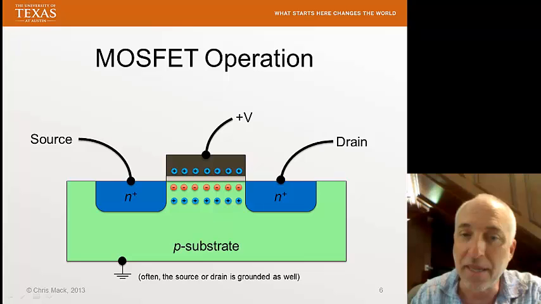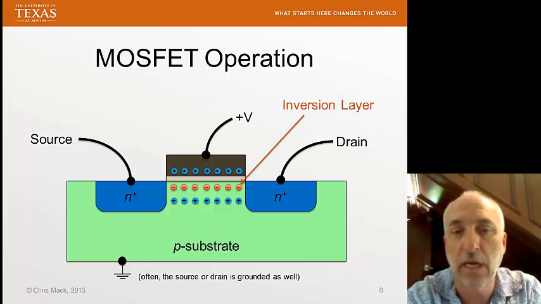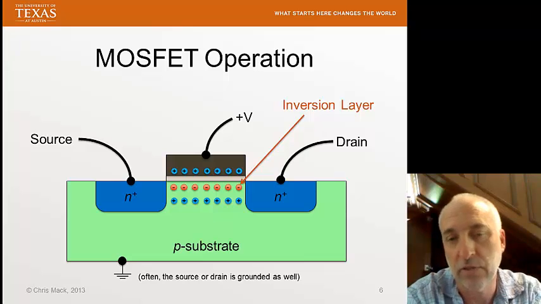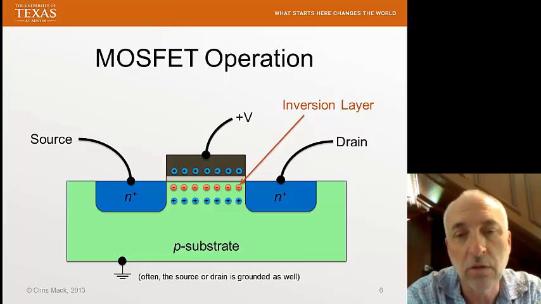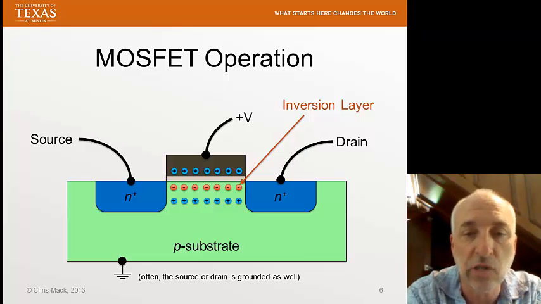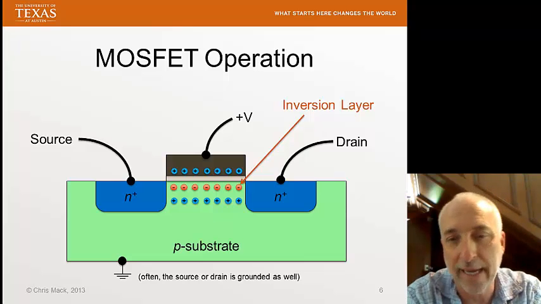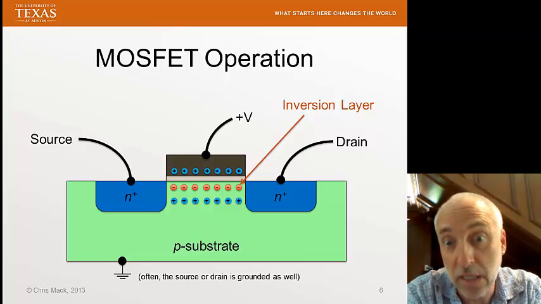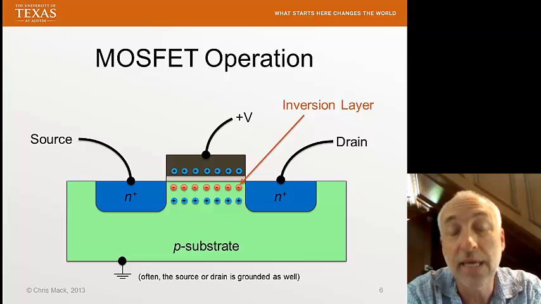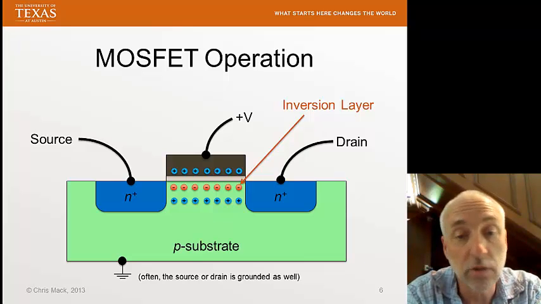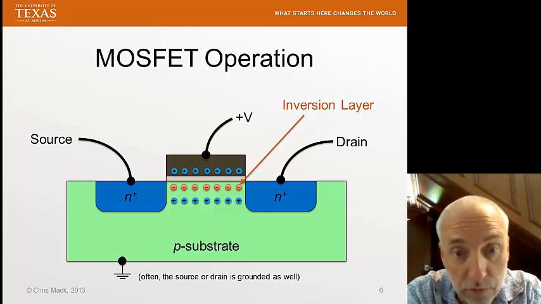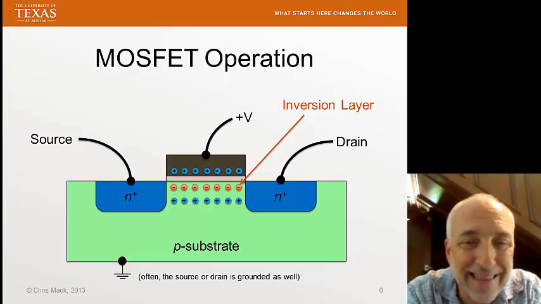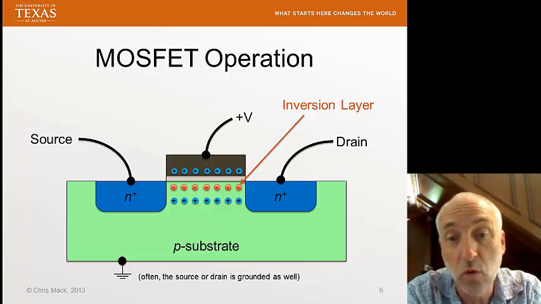Now, if we apply enough voltage, we can get enough mobile electrons to be present in this region just underneath the gate oxide that we can have what's called an inversion layer. By inversion layer, what we mean is we have achieved the opposite majority carrier. In the P substrate, the majority carrier is holes. We have a lot more holes than electrons. But in this thin layer just below the gate oxide, we will get a majority of electrons. In other words, the layer will invert and become N-type.